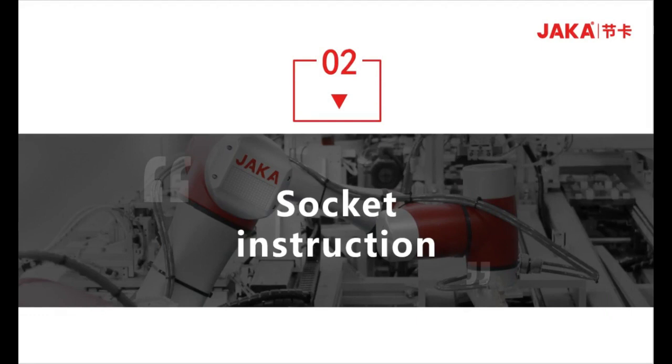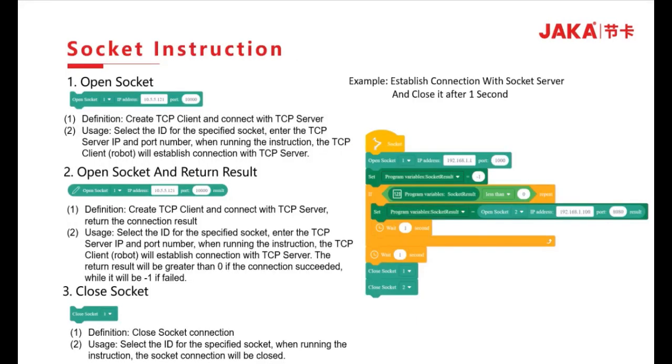2. Socket instruction. Open socket. Create a TCP client and connect with the TCP server. Select the ID from the specified socket, enter the TCP server IP and a port number when running the instruction. The TCP client will establish connection with the TCP server.